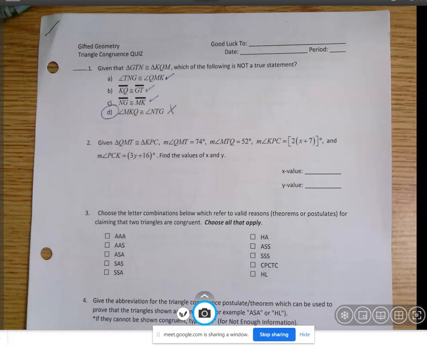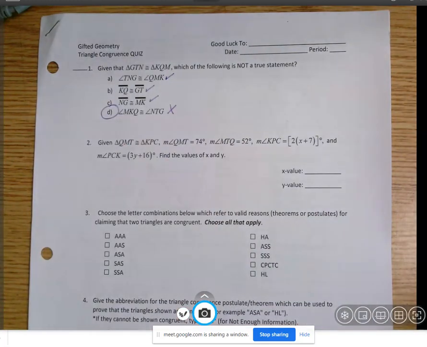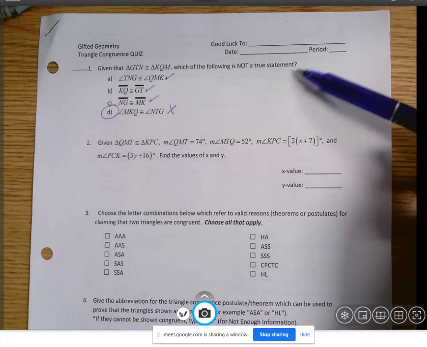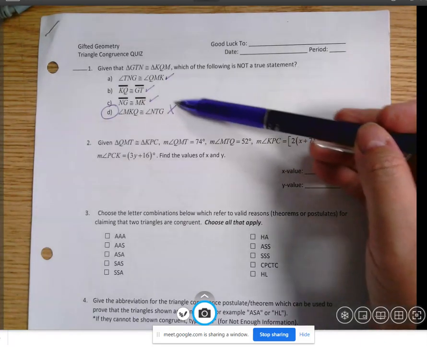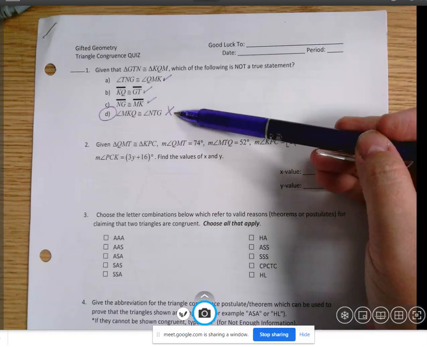Okay, so this is Miss Backfish, and I am going over the triangle congruence quiz we did in gifted geometry on Wednesday. And this first question I have already gone over with one of my classes, because an individual asked me about it. But it is also probably one that, if you missed it, you can tell what happened going back.